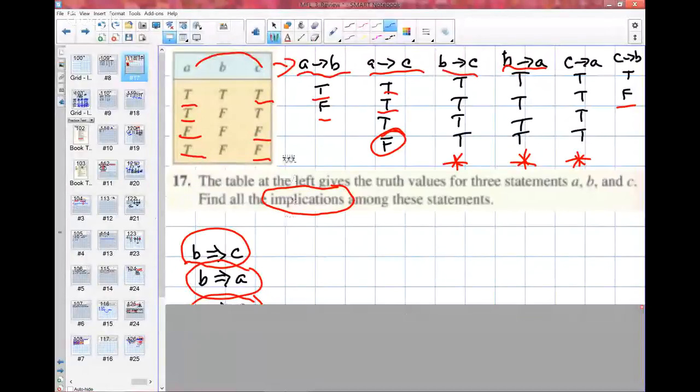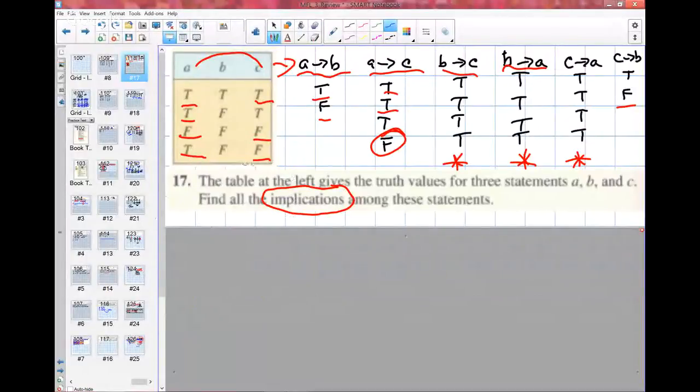let me cover this up here. What is an implication? You've got to know this for the test. What's an implication? An implication is an if-then statement that turns out to be a tautology. So it's got to be one of those arrow statements where all the answers turn out to be true.